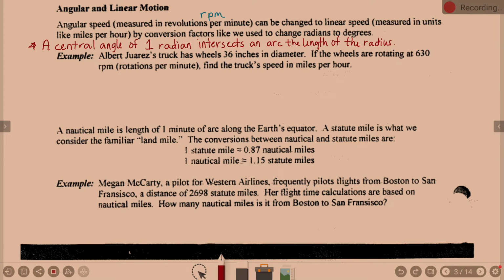So a central angle of 1 radian intersects an arc the length of the radius.